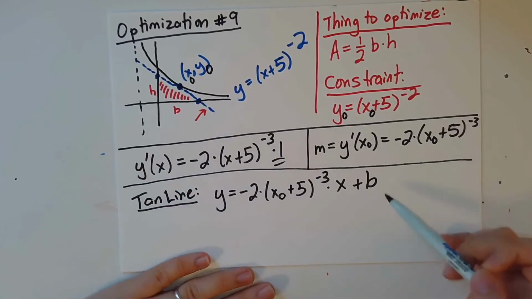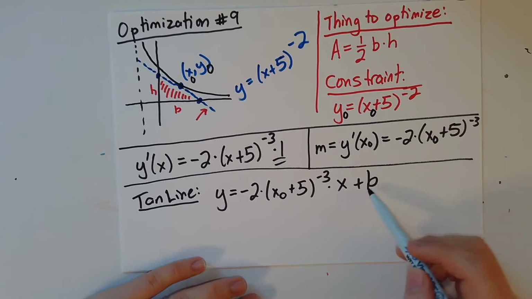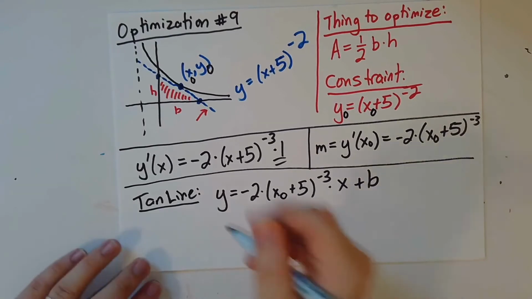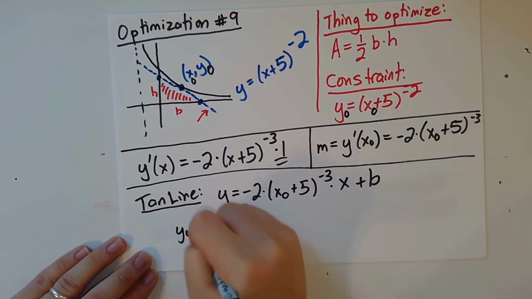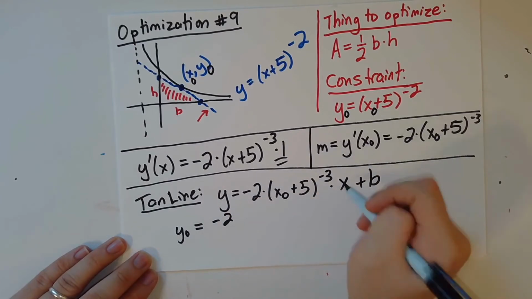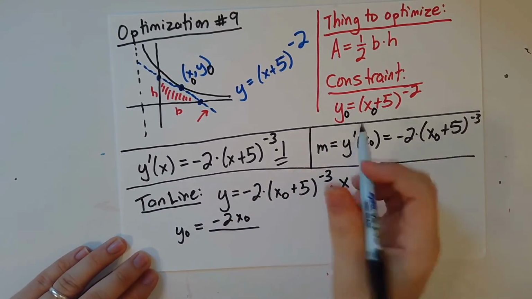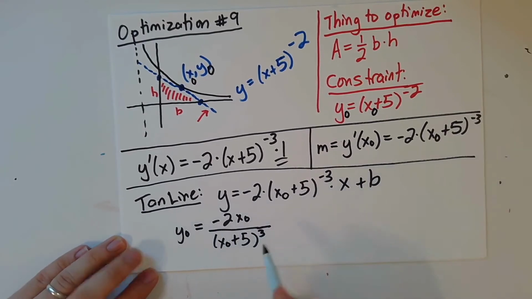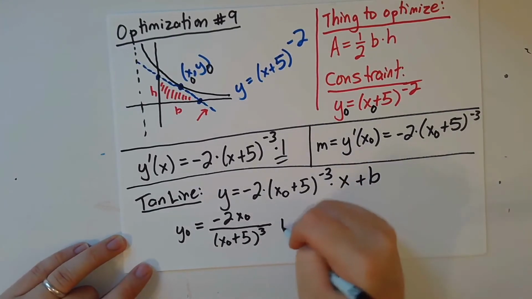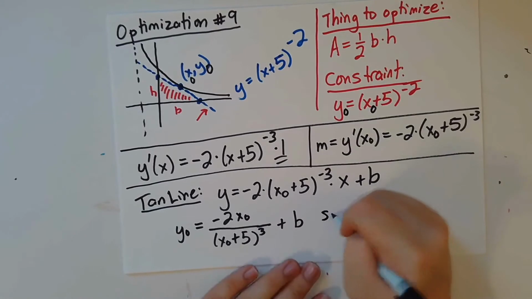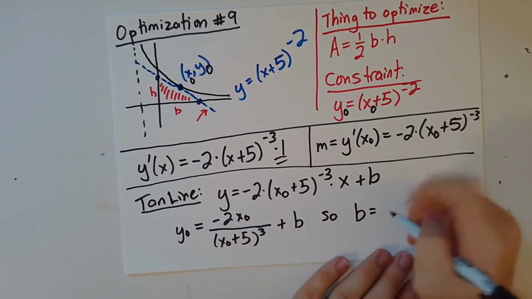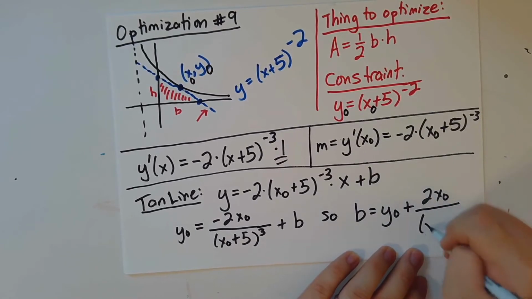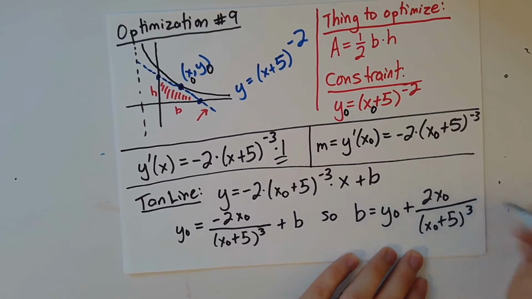So how am I going to do that? Well, I'm going to plug in the point on the line that I know. Namely, the point on the line that I know is x equals x naught, y equals y naught. So then I will get y naught equals minus 2 times x naught divided by (x naught plus 5) cubed, plus b. I'm just writing this as a fraction now to keep things a little bit simpler. So what is b? b is y naught plus 2 x naught divided by (x naught plus 5) cubed.